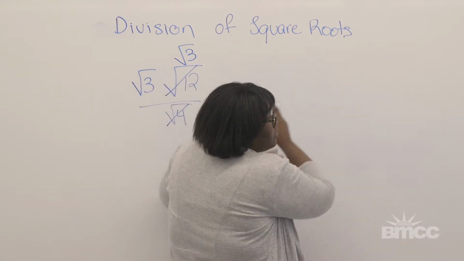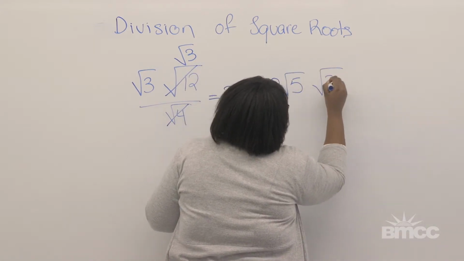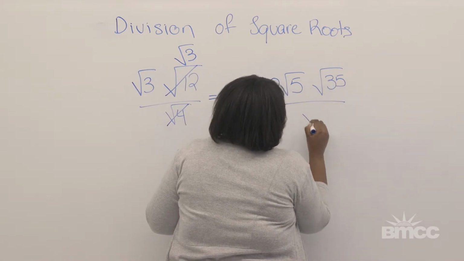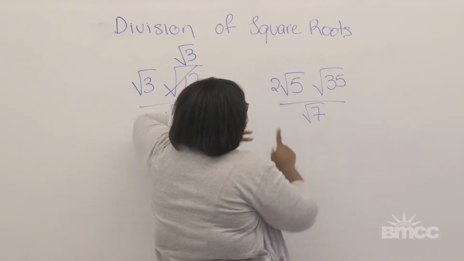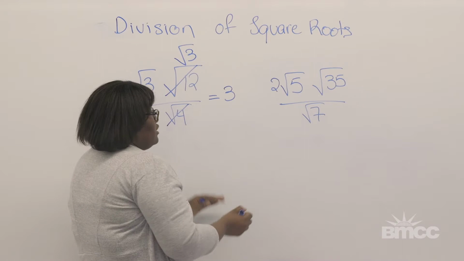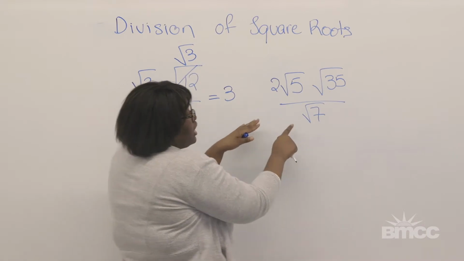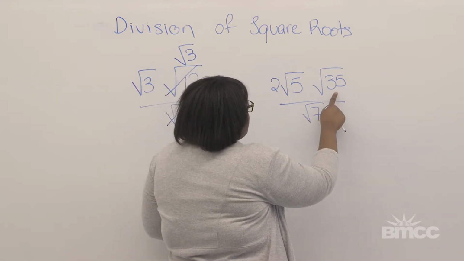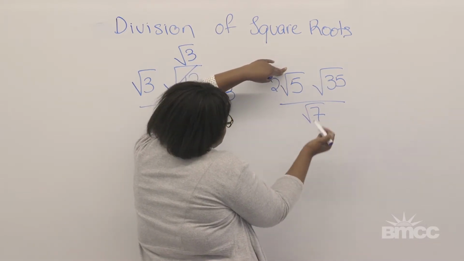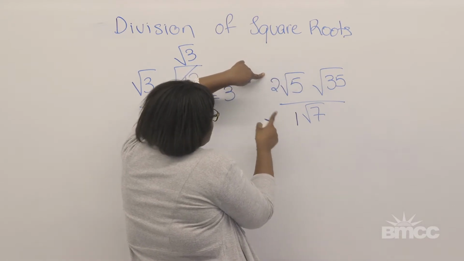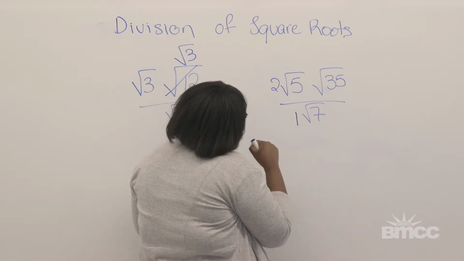Now, if we were to have 2 times the square root of 5 times the square root of 35 over the square root of 7. Now, it's a little different here. We have a 2 in front of the square root of 5. But again, the same concept that applies to multiplication applies to division. We can divide the square root of 7 into the square root of 35. So the 2 here can be divided by 1.